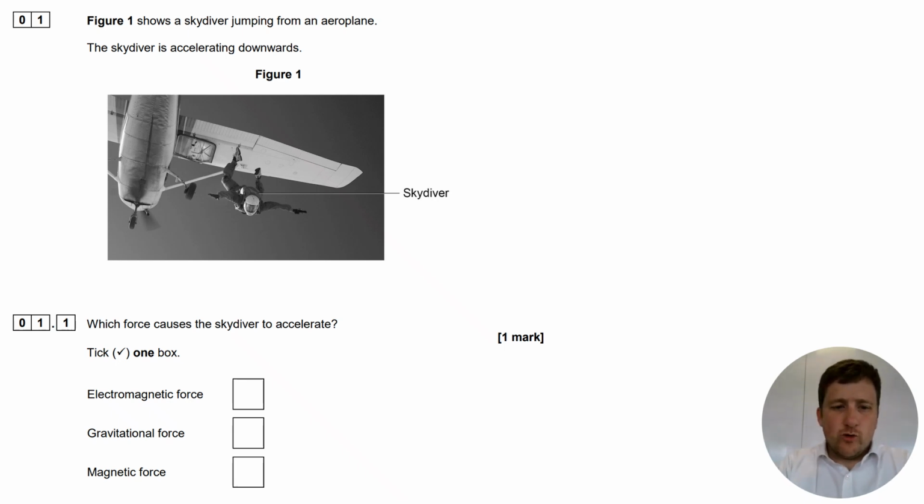So when we get to 1.1 where it says which force causes the skydiver to accelerate, we need to think about what is making them speed up as they go towards the ground. We have this force that is always pulling us downwards, and that is our gravitational force. Which direction is the skydiver going? They're going down, therefore gravity is going to make them accelerate towards the ground.